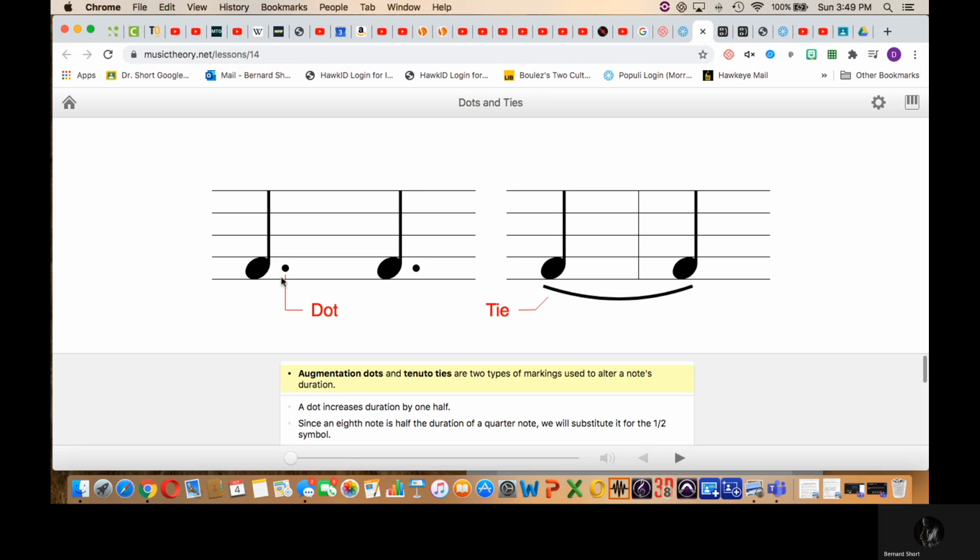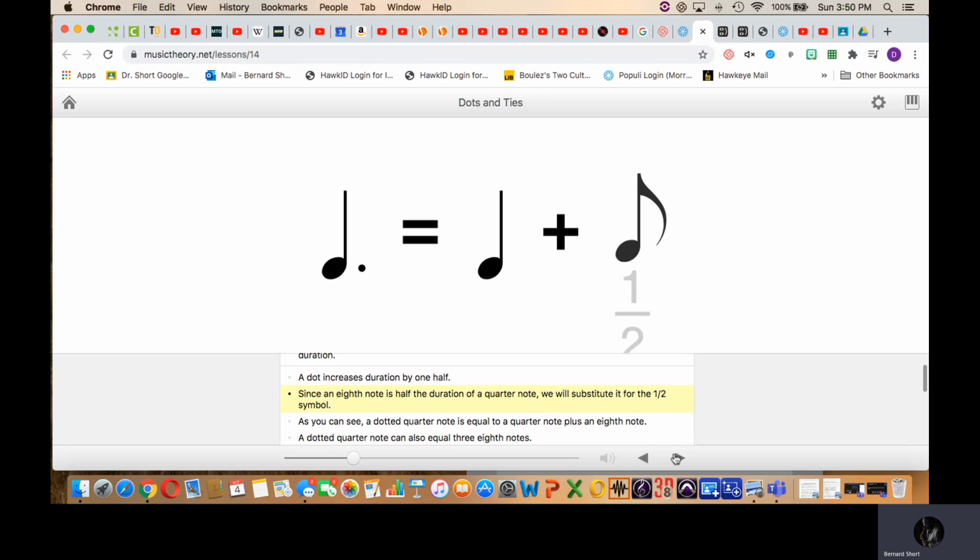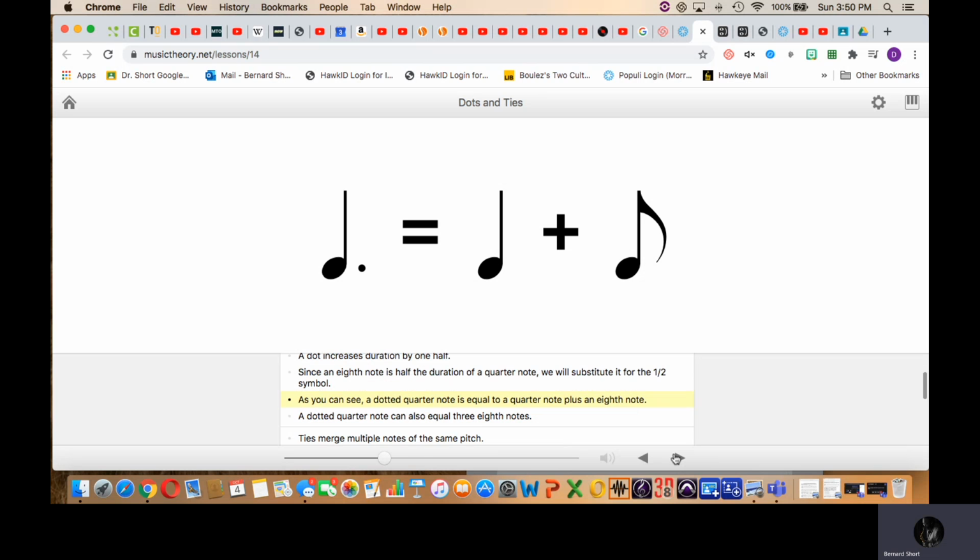Dots and ties. The dot is telling you to add 1/2 of the note's original value to itself, whereas a tie is telling you to continue playing this note. Okay? So like I said, the dot is telling you to add 1/2 of the note's original value to itself. Half of a quarter note is what? It's an eighth note, which lasts for half of the beat. That's why this says 1 plus 1/2. Boom. It's the same thing. Okay?